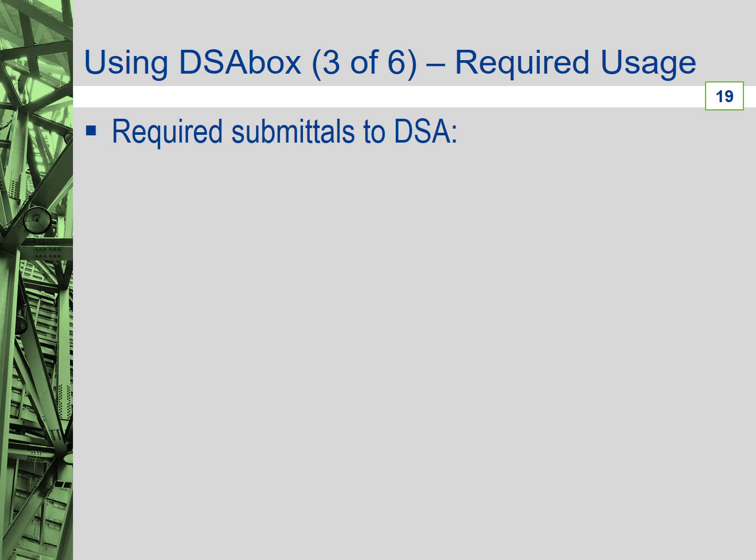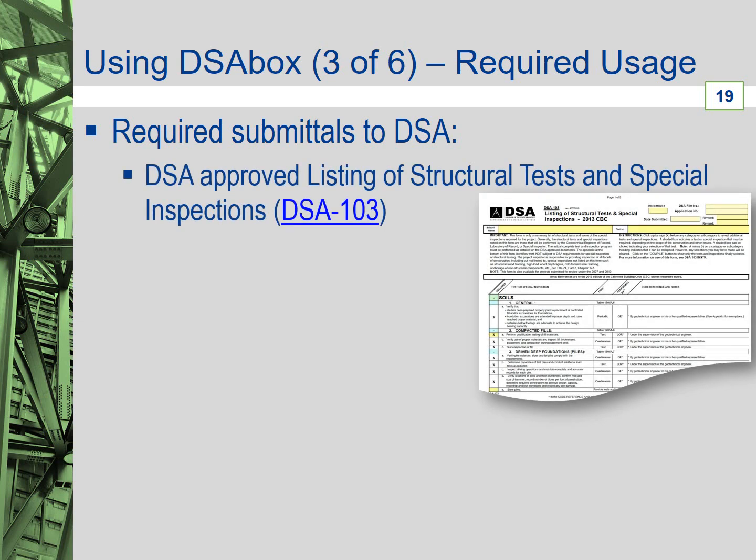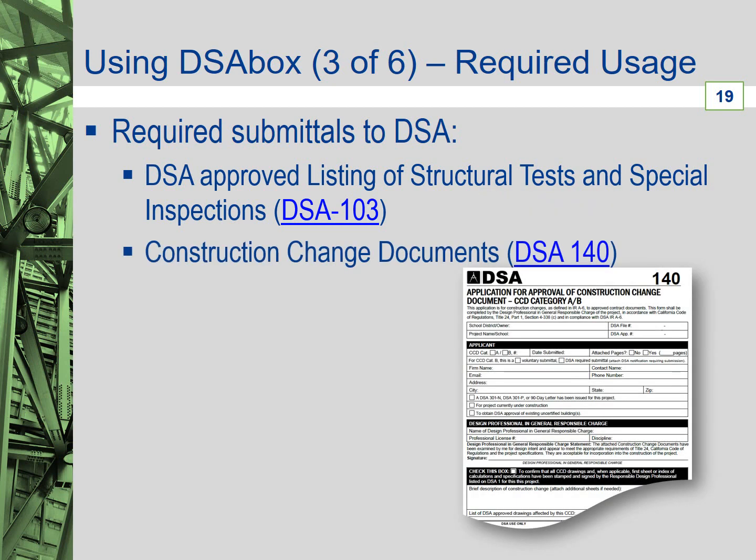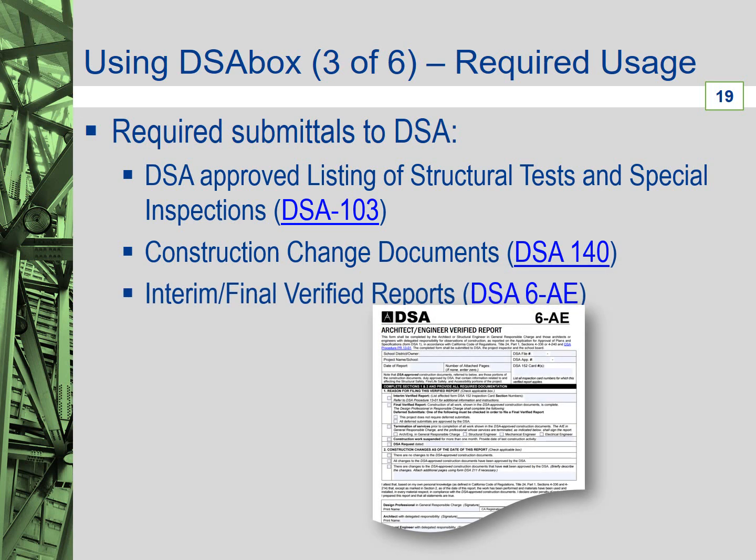DSA requires design professionals to use DSA Box for certain document submittals by uploading them to their respective folder in their track in DSA Box. These are the DSA approved listing of structural tests and special inspections, DSA 103 form, any construction change documents affecting the structural, fire and life safety, or accessibility portions of the work using form DSA 140, and design professionals' interim and final verified reports using the DSA 6AE form. These will be discussed more later in this presentation.